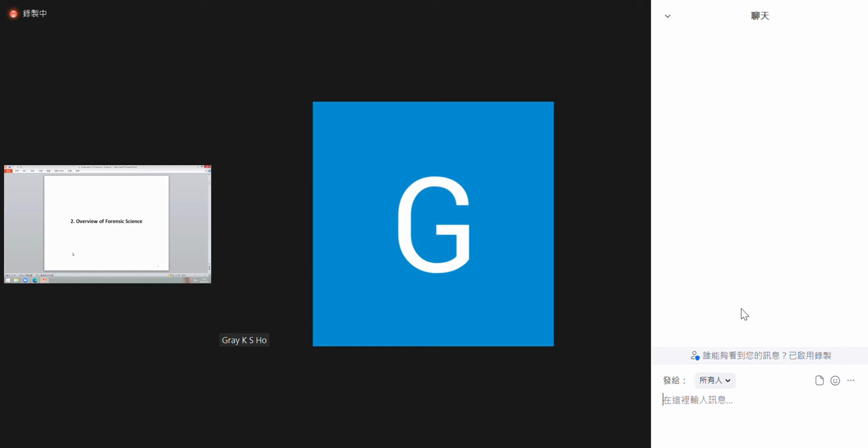With the analysis, actually we have two main objectives. The first one is the identification. The other one is the comparison. When we are talking about identification, we try to identify what it is.